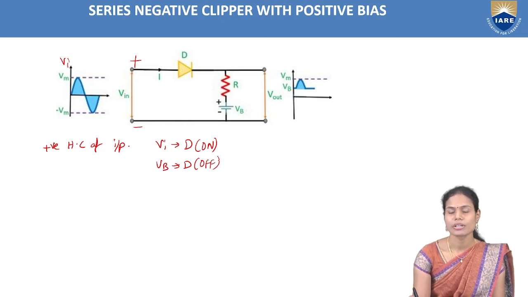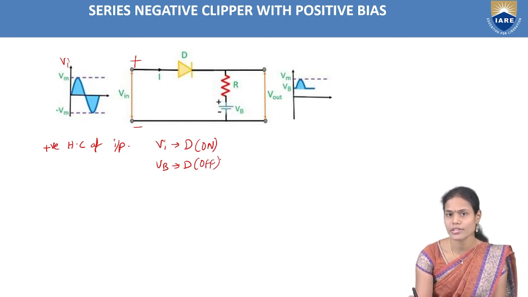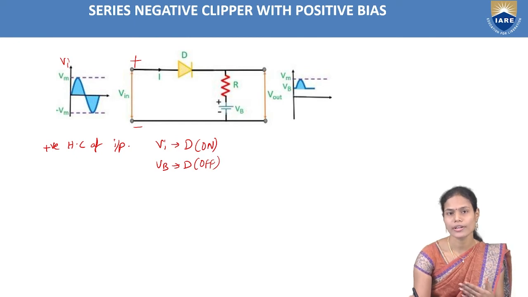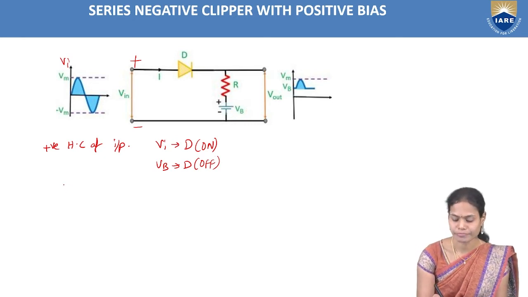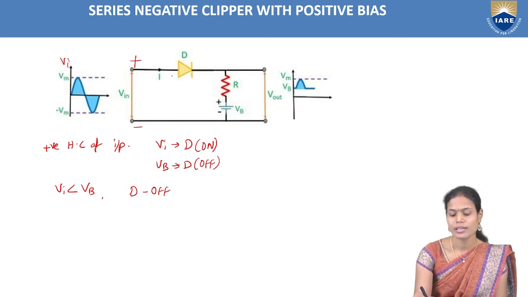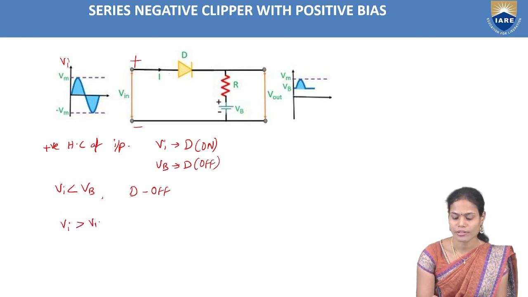I have already mentioned if one voltage is making the diode forward bias and another voltage is making the diode reverse bias, we have to check what will happen if the applied voltage is less than the battery voltage, and what will happen if the applied voltage is greater than the battery voltage. If the input voltage is less than the battery voltage, the diode will enter into the off state. Why? Because there is less positive voltage for the anode terminal compared to the cathode terminal. And if the input voltage is greater than VB, at that time the diode is in on state.